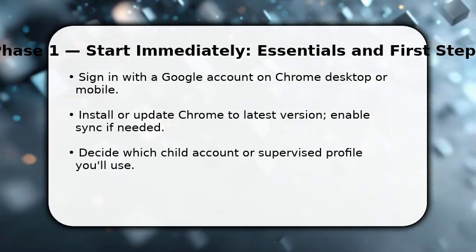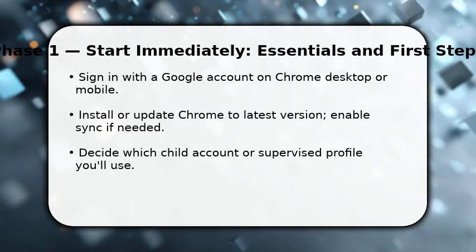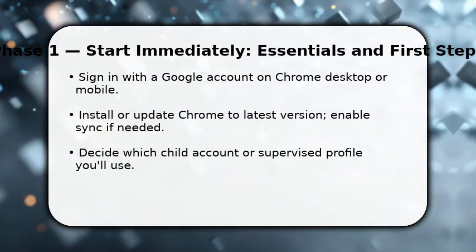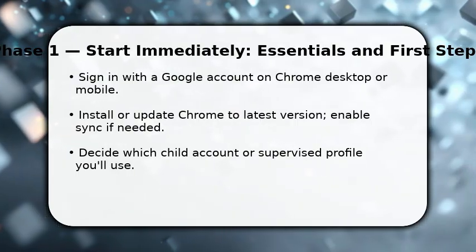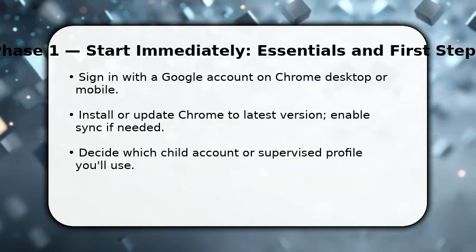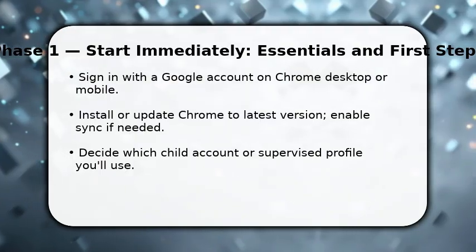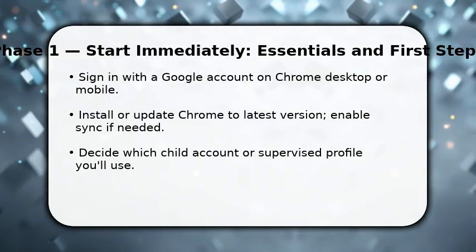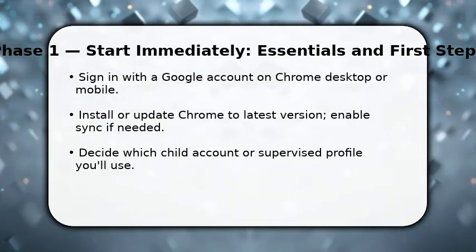Enjoy the video. You start by signing into Chrome with the parent Google account. This gives you control and sync across devices. Once signed in, make sure Chrome is updated and that sync is enabled. This keeps settings consistent. Next, create or choose the child Google account or a supervised profile. This is important because parental controls attach to that identity. Do this now, because without the child account, you cannot enforce filters or time limits.